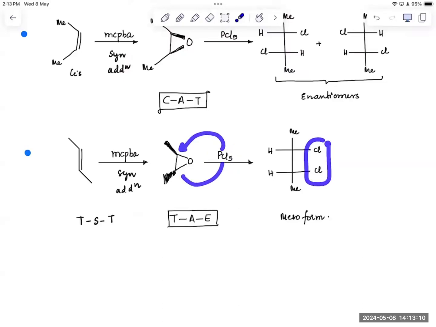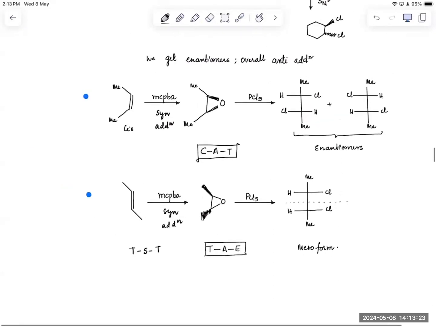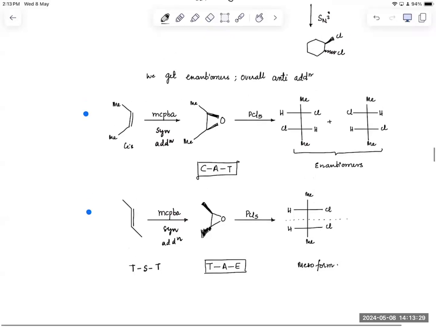So that makes it an erythro here now. So it is an erythro kind of form, which is a meso form because of the plane of symmetry that exists here. Correct? So if you come across PCl5 on epoxides, just ensure that you make something like an anti-addition.